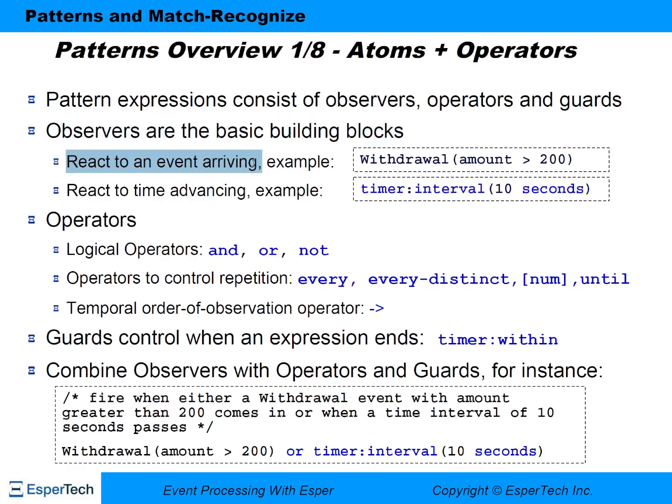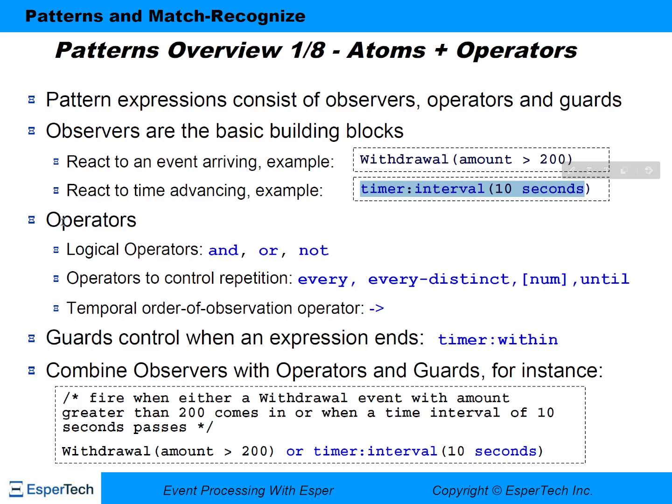To react to an event arriving, name the event type and add any filter expressions. The withdrawal amount greater 200 reacts when a withdrawal event with an amount greater than 200 comes in. To react to time advancing, there is the timer interval and other timer syntax. The timer interval 10 seconds reacts to 10 seconds passing.